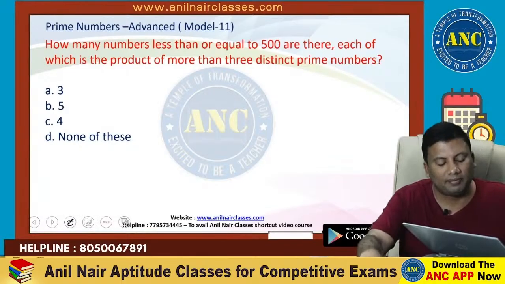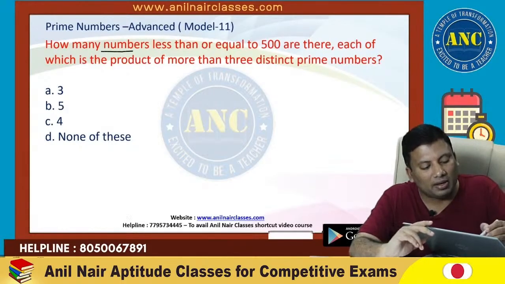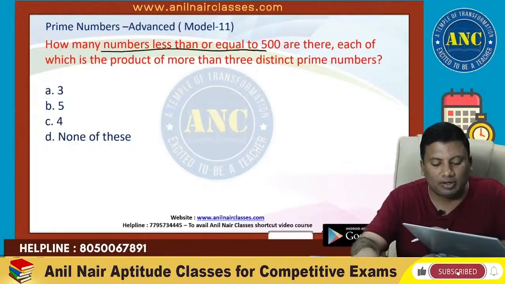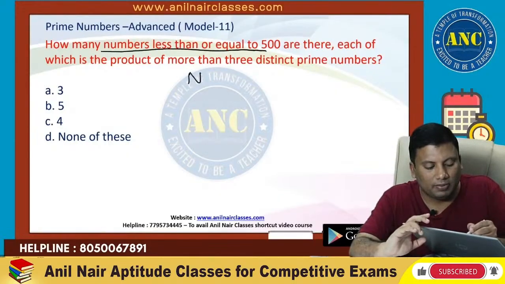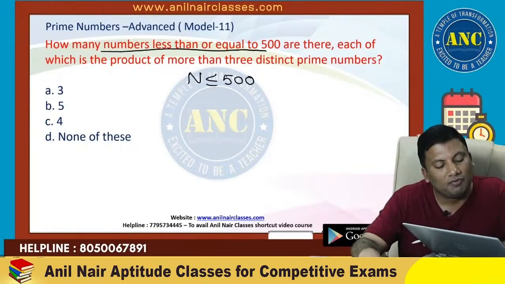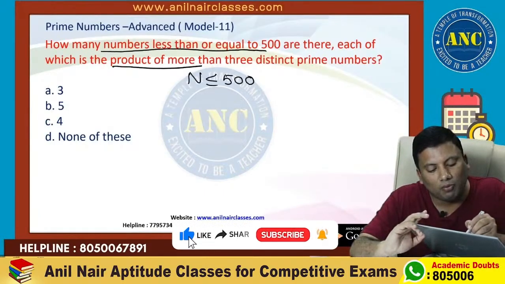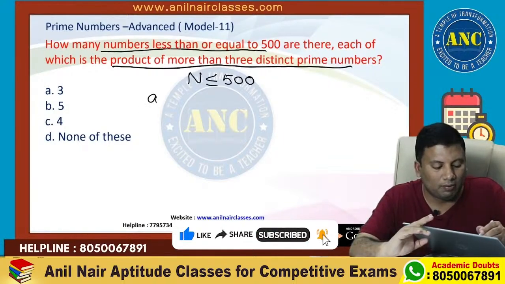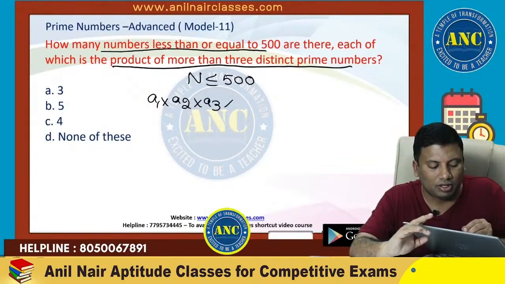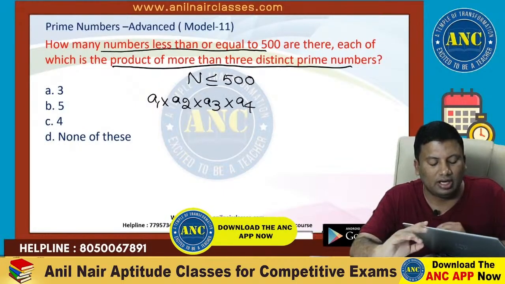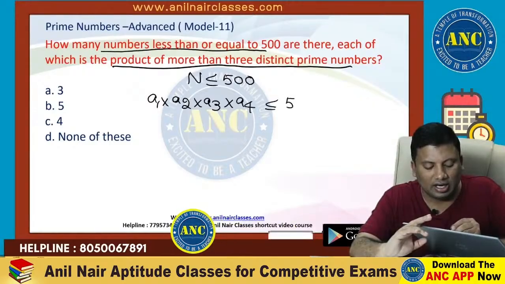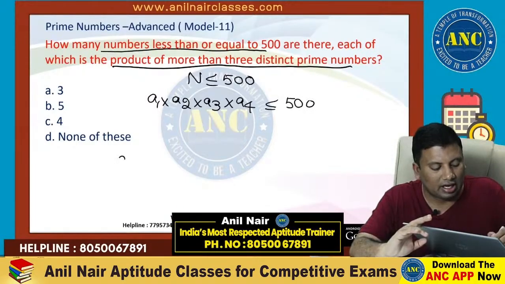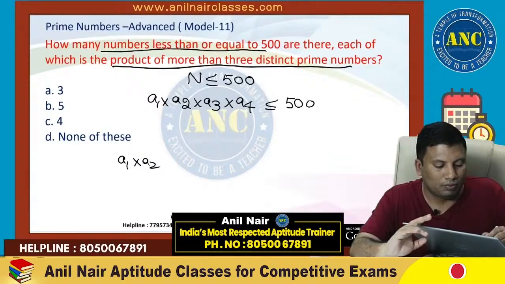Model number 11. How many numbers less than or equivalent to 500 are there which are the product of more than 3 distinct prime numbers? The product should be of more than 3 primes. So let me start with 4: A1 into A2 into A3 into A4 less than or equivalent to 500. It can also be A1 into more than 3 primes, right?